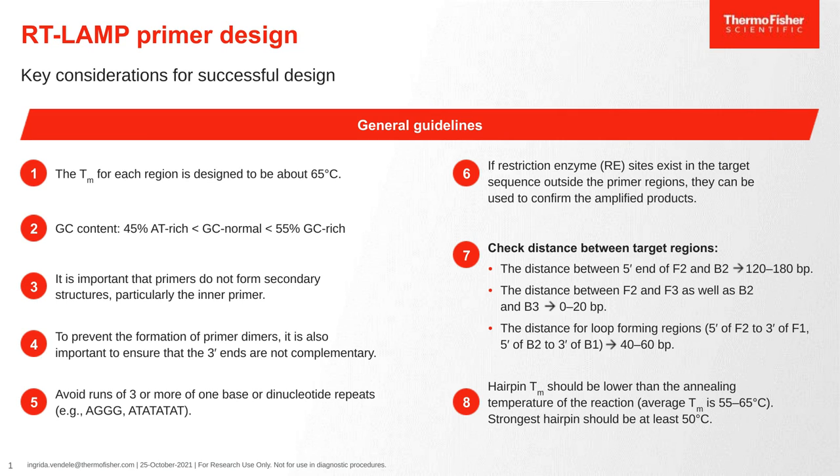It is important that primers do not form secondary structures, especially the inner primer, which is longer and forms the dumbbell structure. To prevent the formation of primer dimers, it is also important to ensure that the 3' ends are not complementary. Avoid runs of 3 or more of one base or dinucleotide repeats, and if restriction enzyme sites exist in the target sequence outside the primer regions, they can be used to confirm the amplified product.